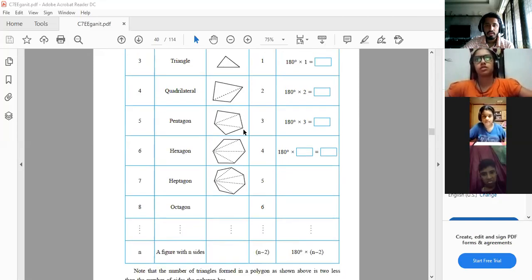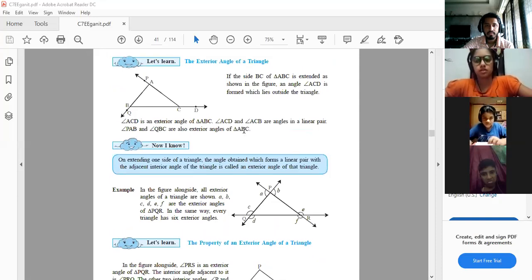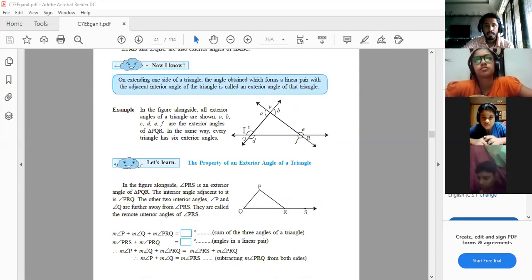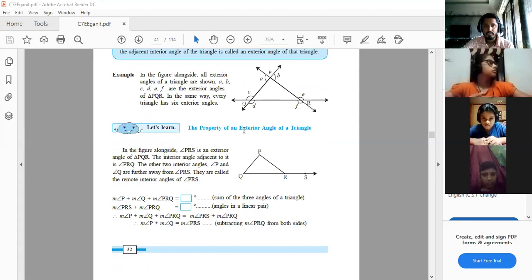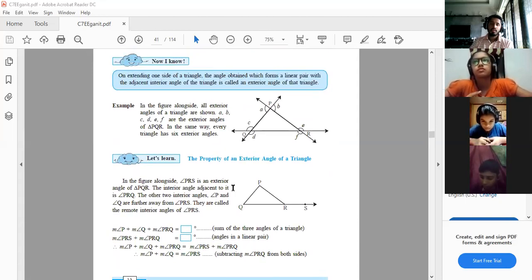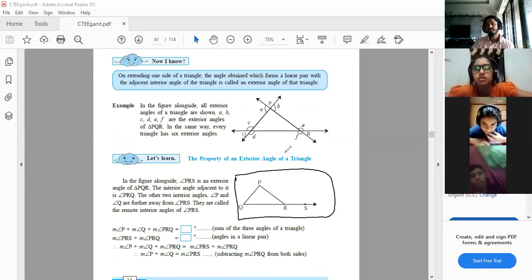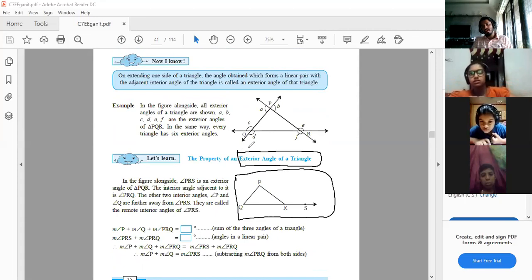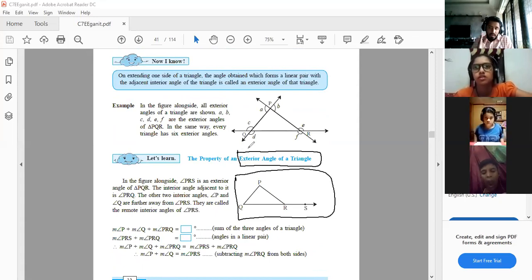Let's continue. I'll show you all how you will get the triangle. Okay. Can you see this figure? This is the last part of your chapter. We are learning a new concept called the exterior angle of a triangle. Exterior means outside. It is the angle which is touching the triangle but is not inside the triangle, it is outside the triangle.